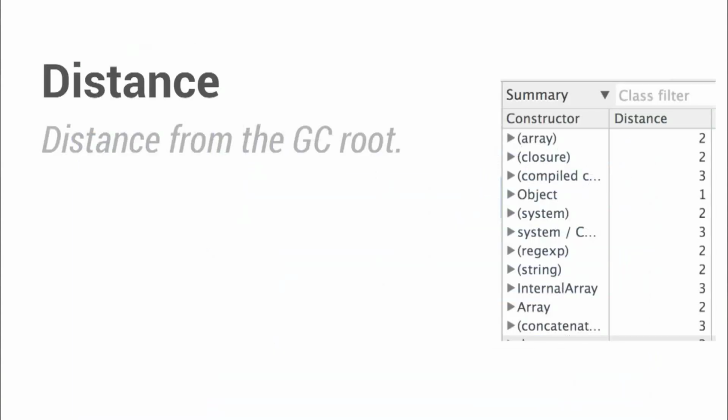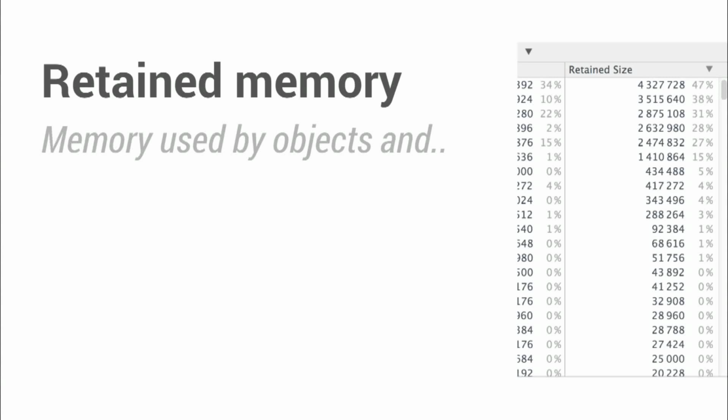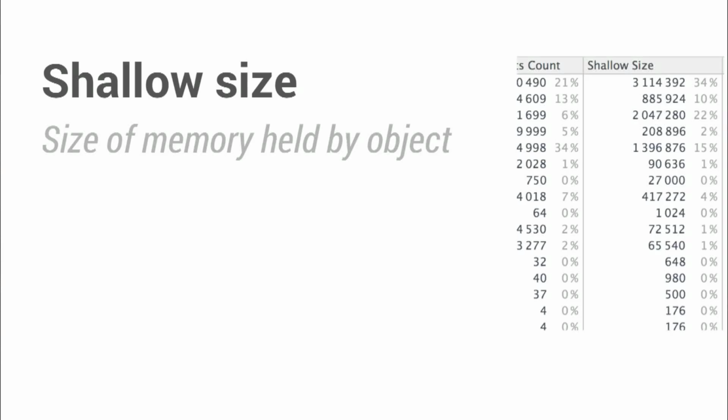Reading results: the DevTools docs cover this stuff pretty well. We're running out of time. So distance is the distance from your GC root. You've got retained memory, which is memory used by all of your objects and the objects they're referencing as well. Use it to know where you're using most of your memory. You've got shallow size; even small objects inside your application can hold large amounts of memory indirectly by preventing other objects from being disposed. So just keep an eye on shallow sizes.